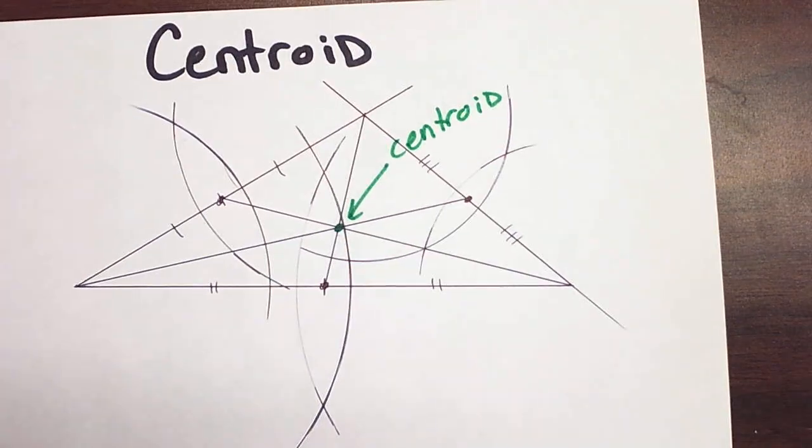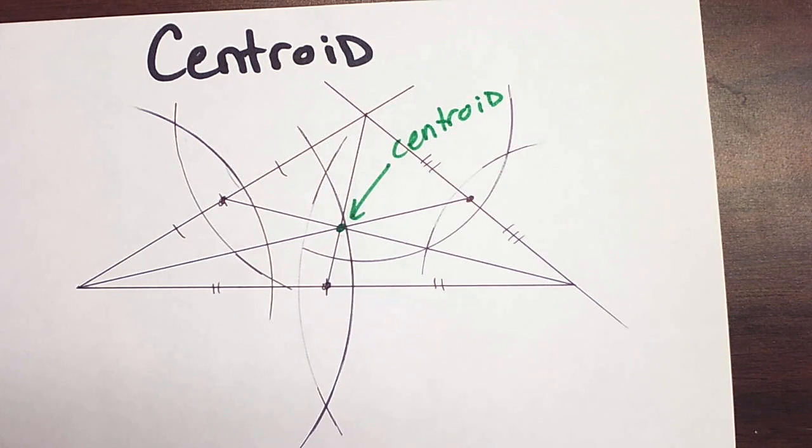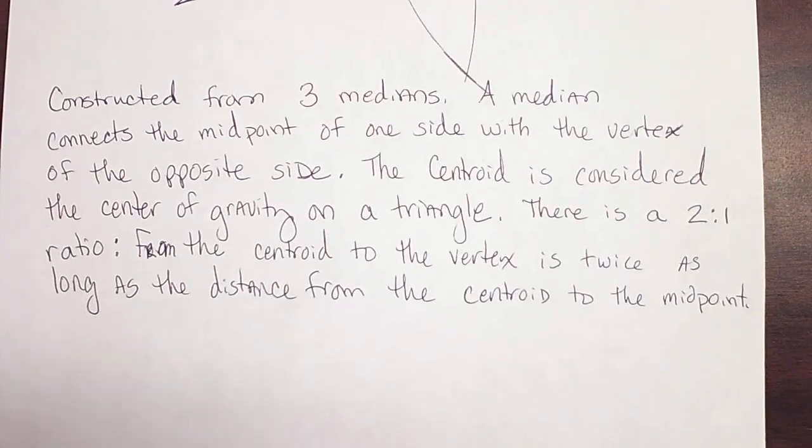The centroid is pretty powerful in that it represents the center of gravity in a triangle. There's a little written text here. So after we construct the 3 medians, using the midpoint to connect to one side, we construct the centroid using 3 medians. A median connects the midpoint of one side with the vertex of the opposite side. The centroid, like I said before, is considered the center of gravity on a triangle.